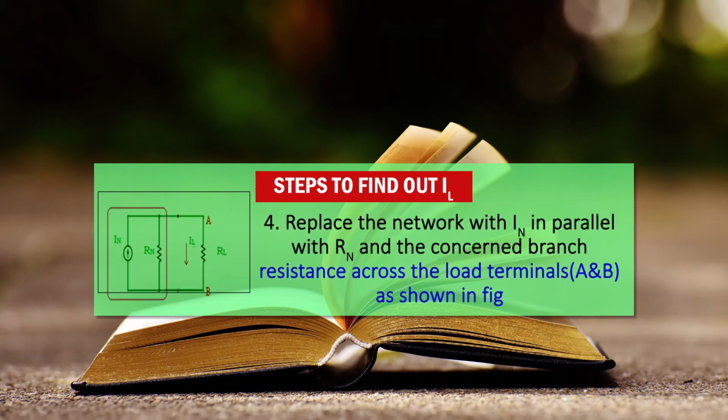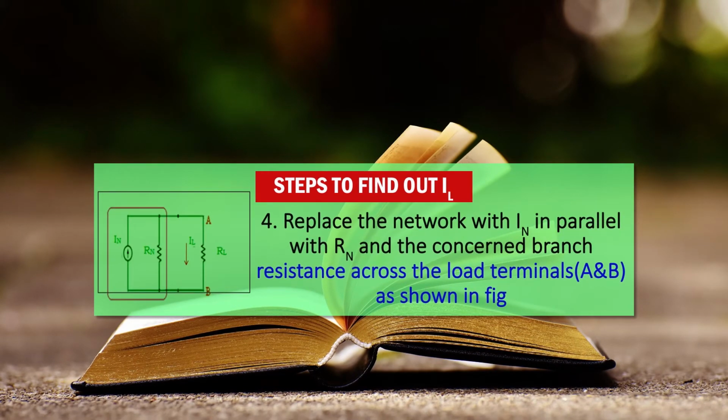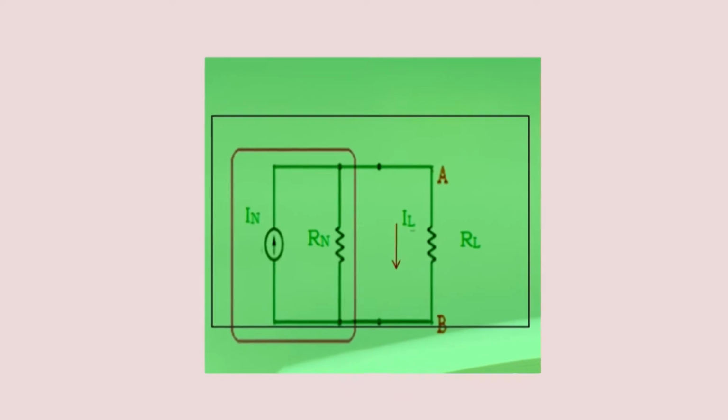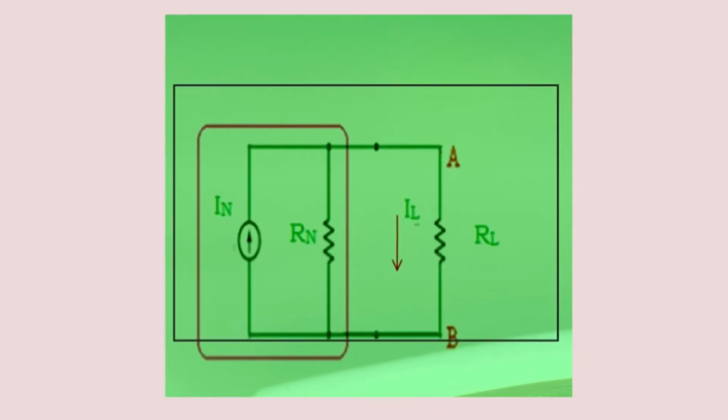Then replace the network with the Norton current IN in parallel with the Norton resistance RN and the concerned branch resistance across the load terminals A and B as shown in the figure. Now here you can see a load resistance is connected between terminals A and B, and the current flowing through this terminal can be termed as load current IL.